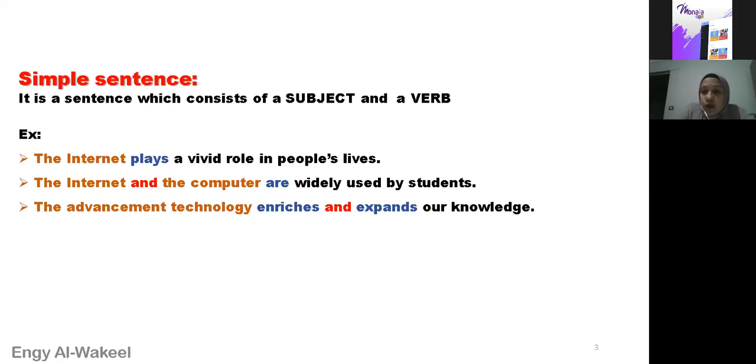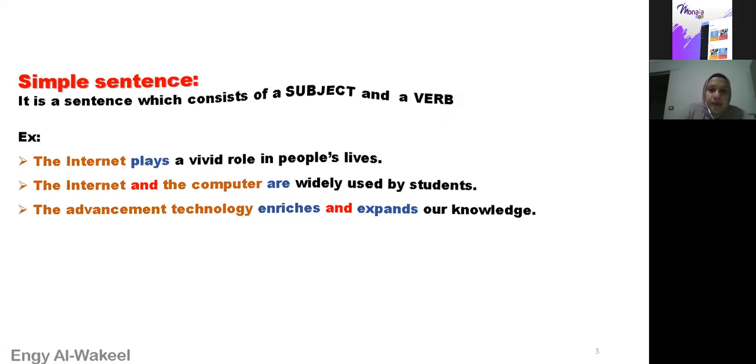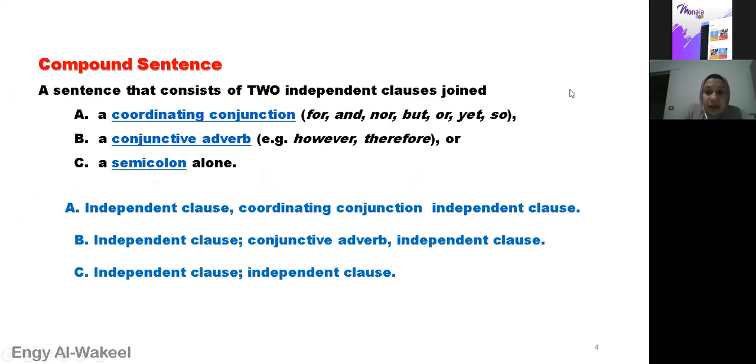So how can I write a compound or complex sentence now? Let's see. A compound sentence is when you have two simple sentences and there is a full stop between them. These two simple sentences, I can join them to have a compound sentence. So how? Let's see. I'm gonna write a sentence on the board to see together.